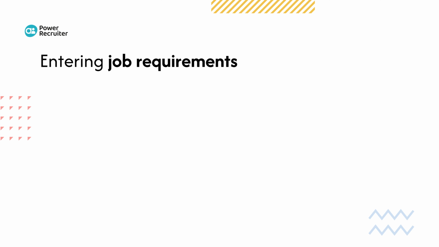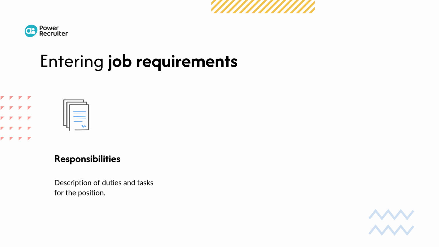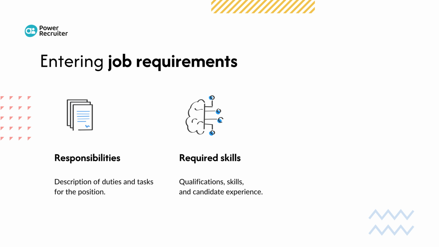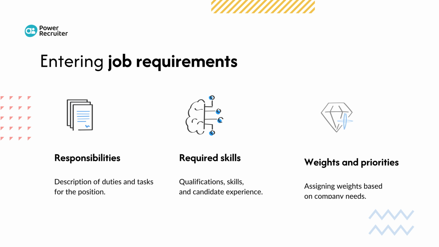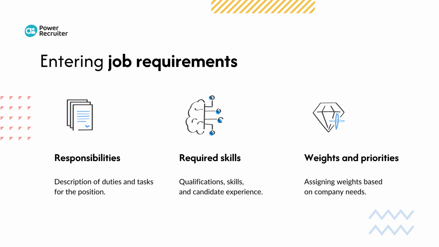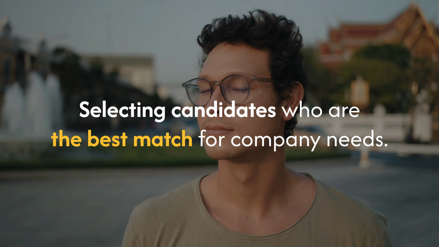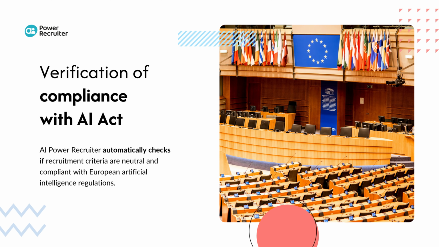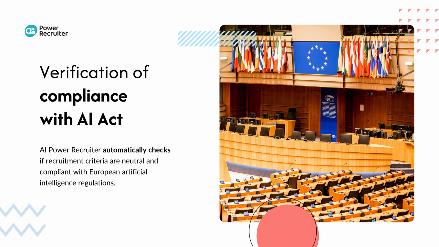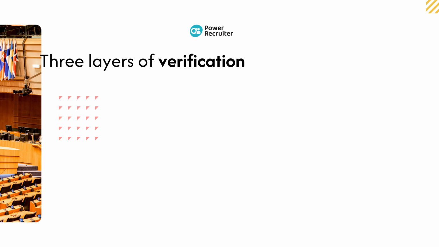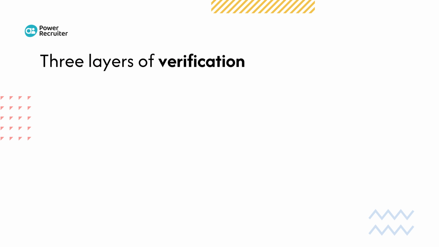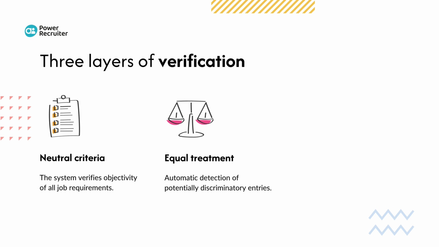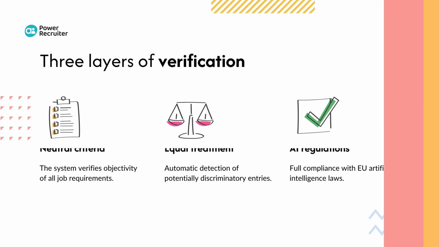Next, the recruiter builds the job profile. First, they outline the role's responsibilities, what the person will actually do day to day. Then they add the must-have skills and qualifications. Finally, they set priorities by weighting each requirement. This helps the system identify candidates who truly fit what you're looking for. The final setup step is an automatic compliance check with the EU AI Act. The system verifies that selection criteria are neutral, non-discriminatory, and legally compliant.